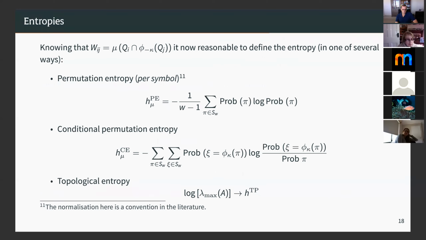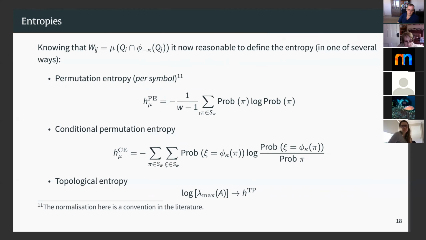Topological entropy is a bit more complicated. I'll skip that for the time being, except to say that we can measure topological entropy from the properties of the Laplacian of the matrix, but I'm not going to talk about that. Instead, I'm just going to look at these states pi and transitions between these states.